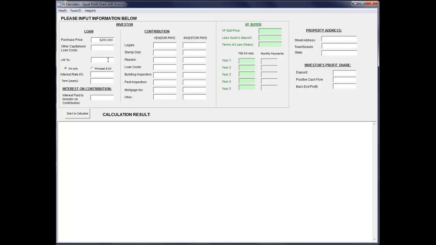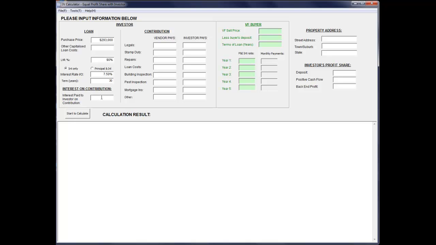The investor's loan was a 90% LVR loan. You could choose principal and interest, but in this case the investor's loan was interest only. Their interest rate was 7.5%, and the term of their loan was 30 years.